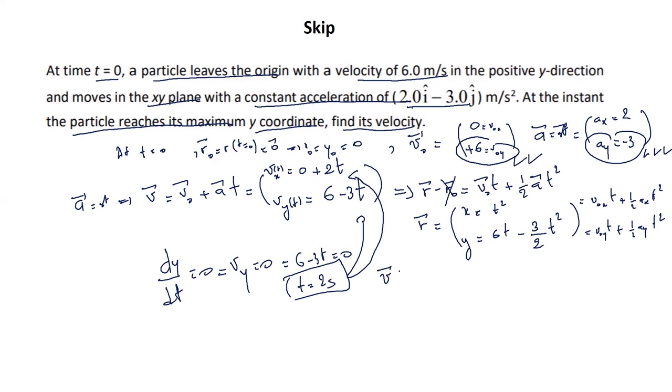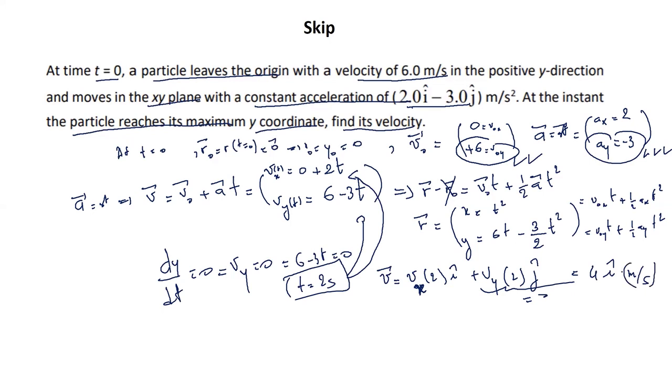So the velocity V will be just V naught x at 2 seconds i hat plus Vx at 2 seconds and Vy at 2 seconds j hat. So this guy is 0. So it will just give you 2 multiplied by 2, so 4 i hat meters per second.